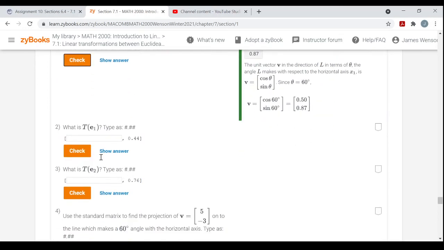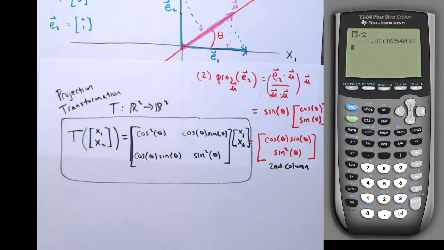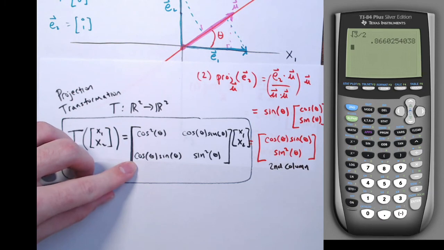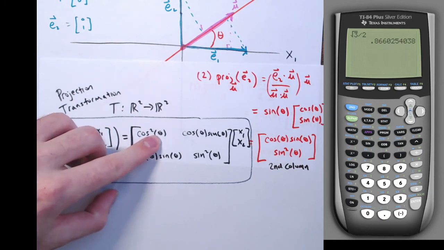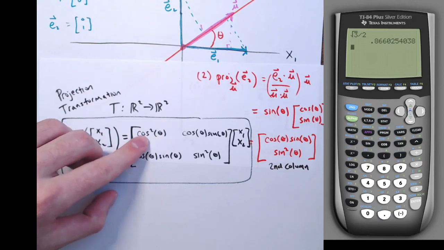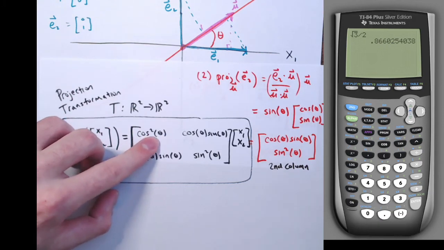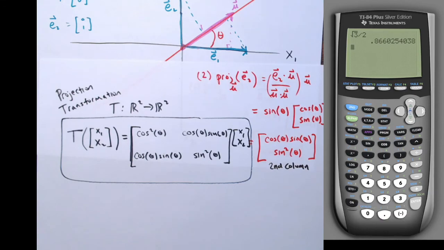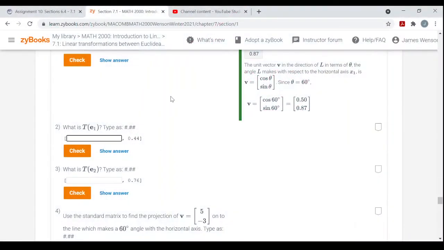Okay. And then they're making the first column and second column of that standard matrix. So again, going back to what I wrote, the first column of the standard matrix is the projection of e1, the first standard basis vector, onto the line. If I replace theta with 60 degrees, cosine 60 is a half, so this would be a half squared, or a quarter. And then down here, a half times the square root of 3 over 2, which is 0.44. They already gave us that, but the first one's just a quarter, right, 0.25.